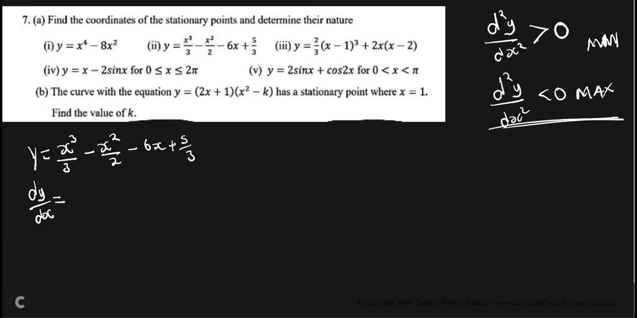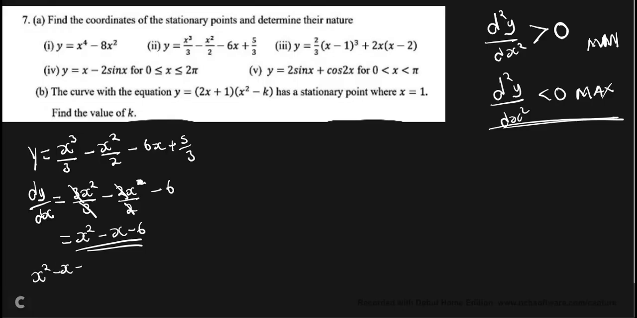There you have dy over dx, meaning that what you do there is that you say 3x squared over 3, minus 2x over 2, minus 6, like that. And this into this and this into that, meaning that the one that you remain with is x squared minus x minus 6. So that is the one that you have, right? Now from there, you equate that one to 0.